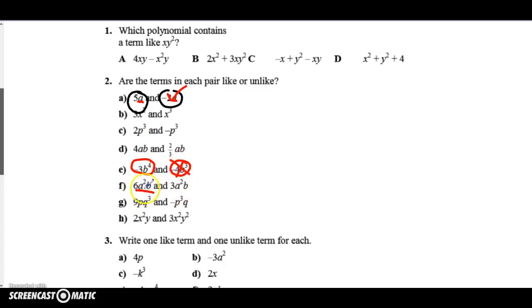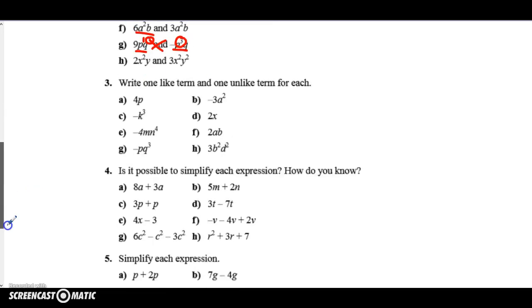And then if you have multiple variables, like here, I have p cubed and p cubed q. Not the same thing. That has the 3 on the q. That has a q there. 3 is there. So they're not like terms.